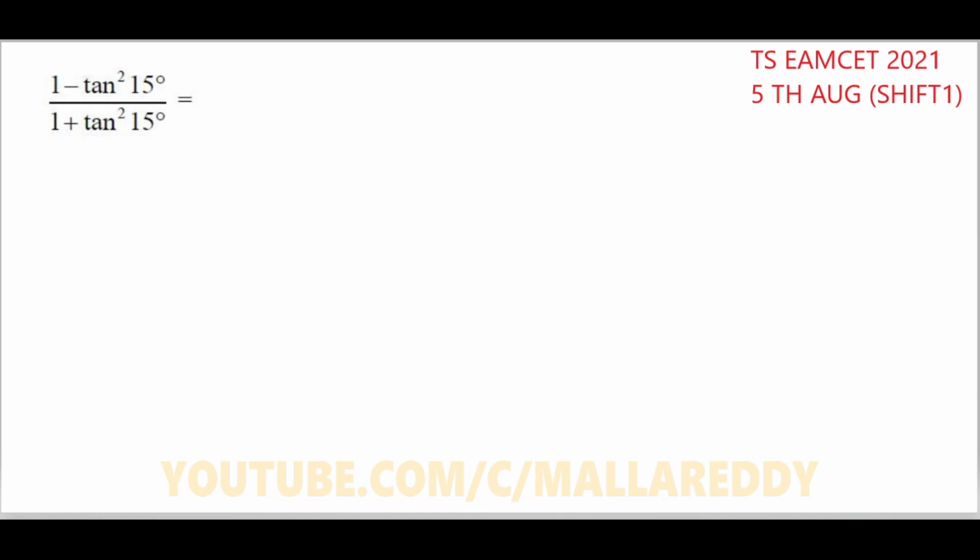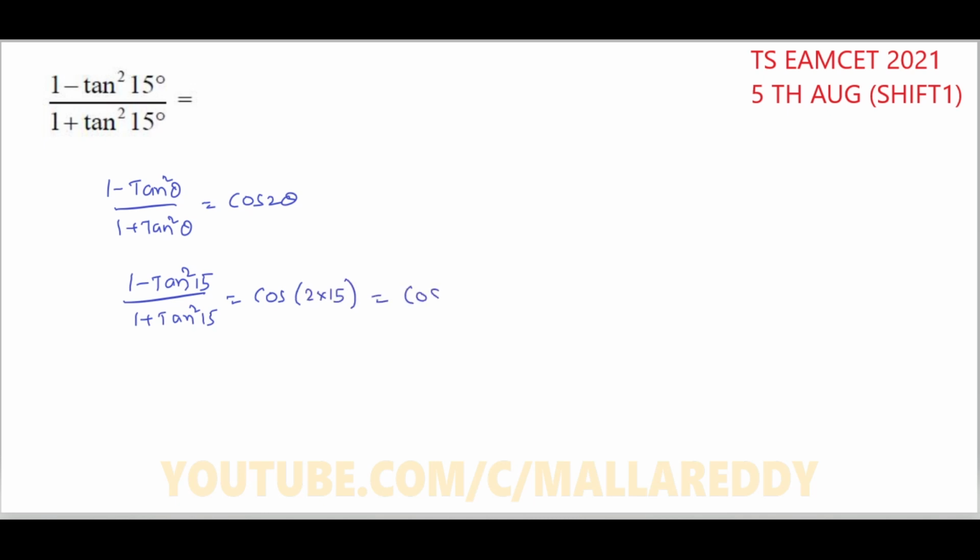1 minus tan square 15 by 1 plus tan square 15. We know that 1 minus tan square theta by 1 plus tan square theta is equal to the cos 2 theta formula. Here theta is given as 15 degrees, that is 1 minus tan square 15 by 1 plus tan square 15 is equal to cos of 2 into 15, that is equal to cos 30. Cos 30 is root 3 by 2.